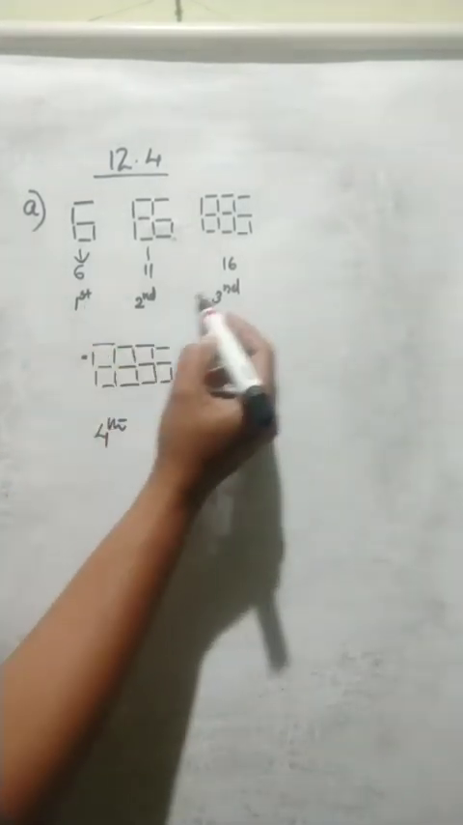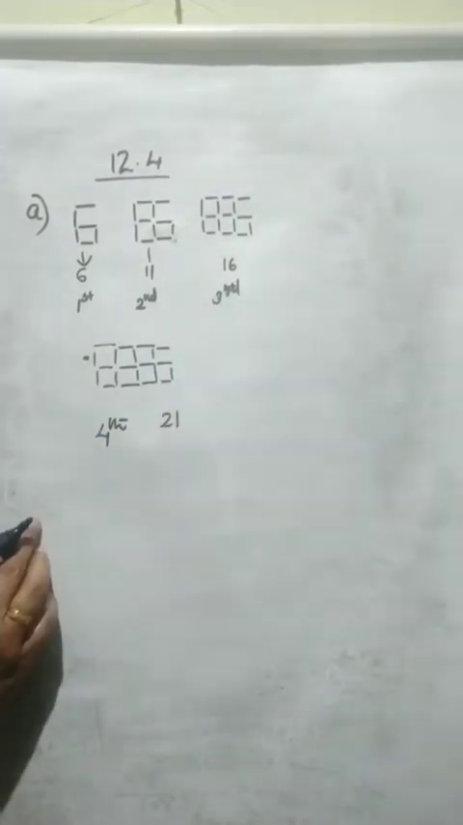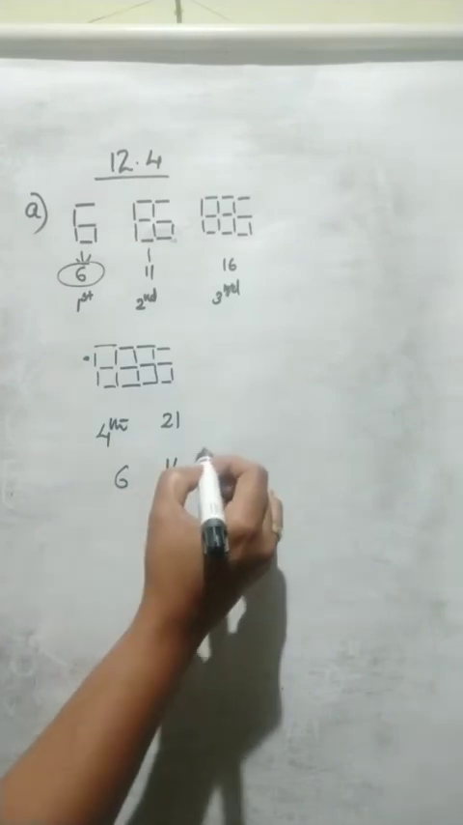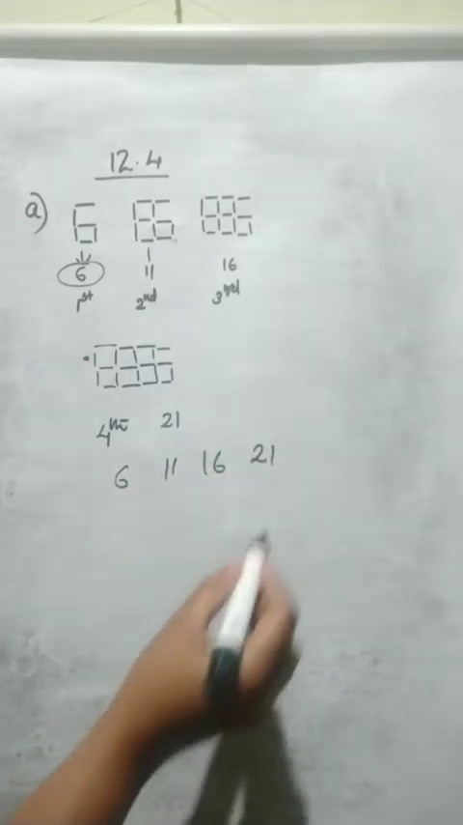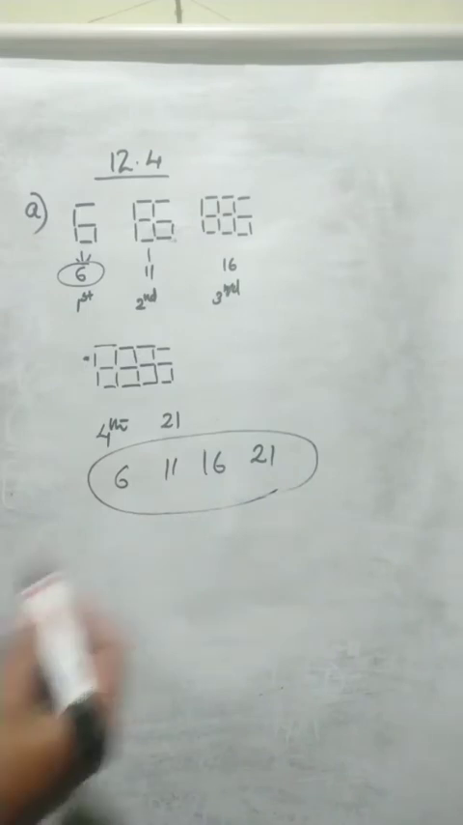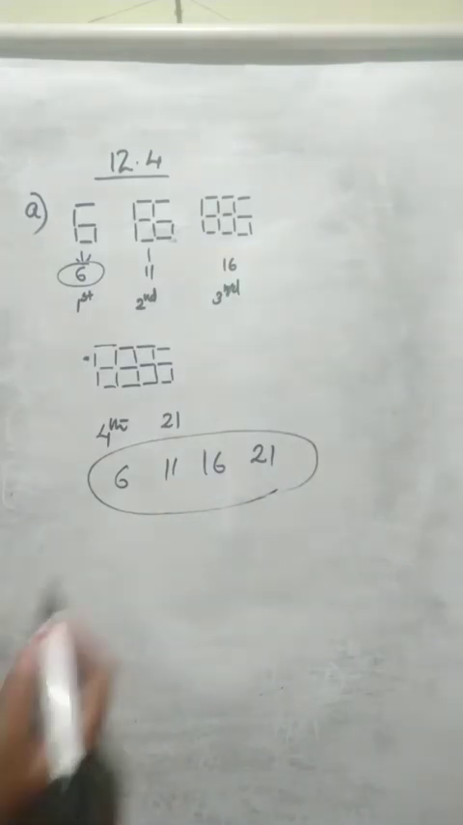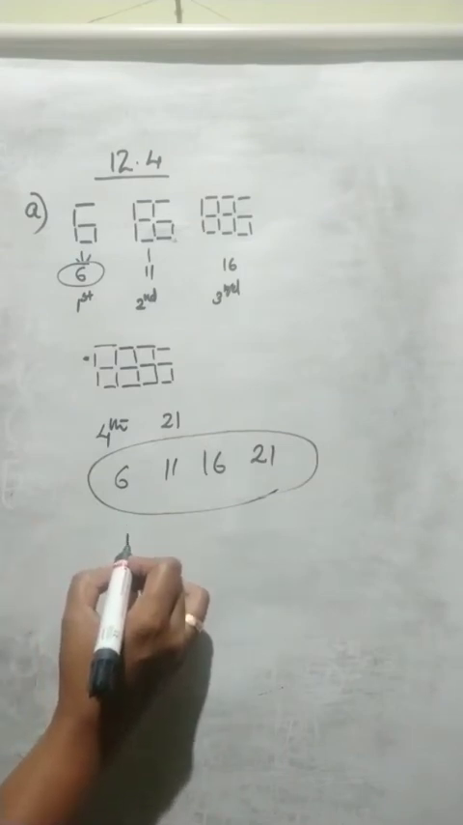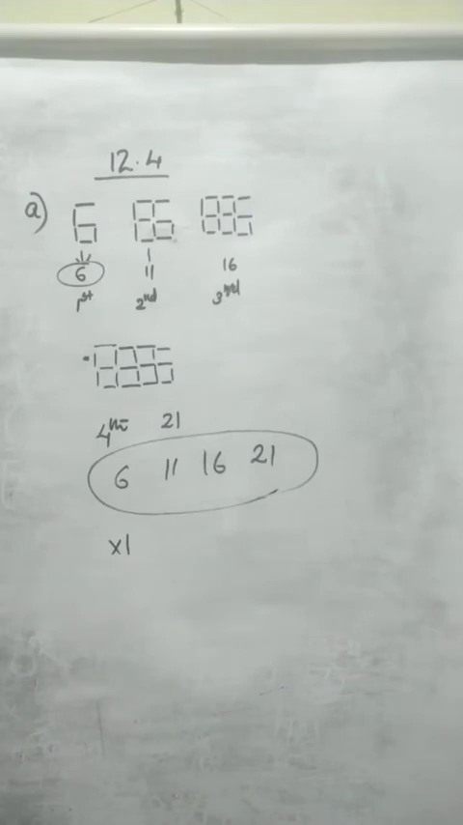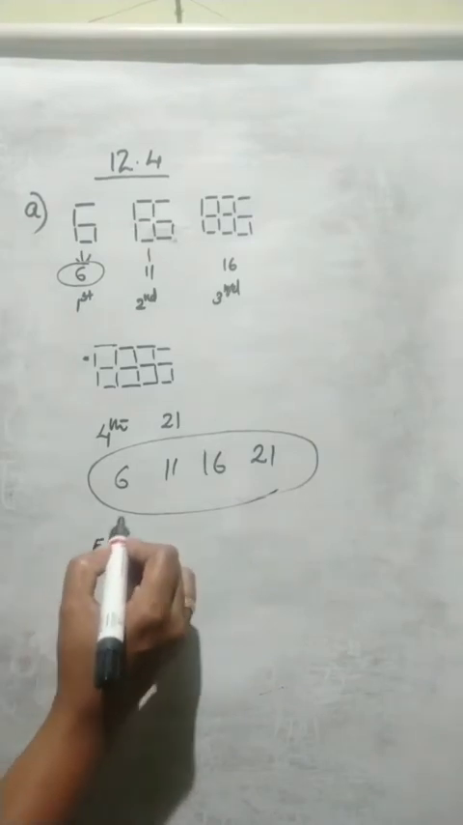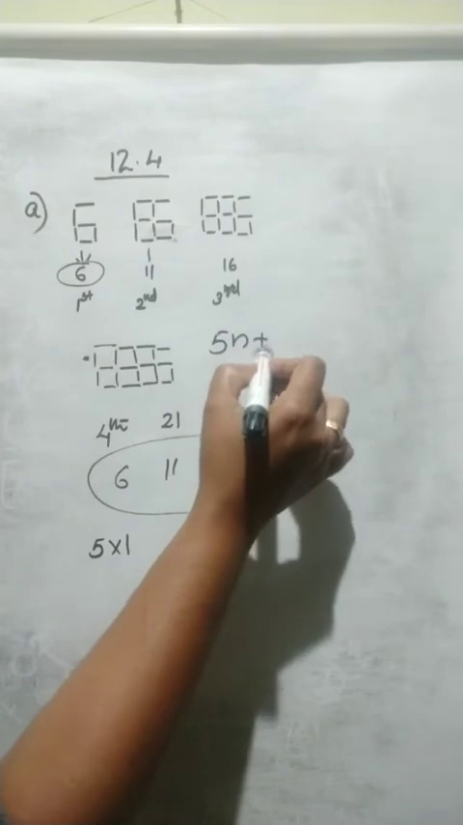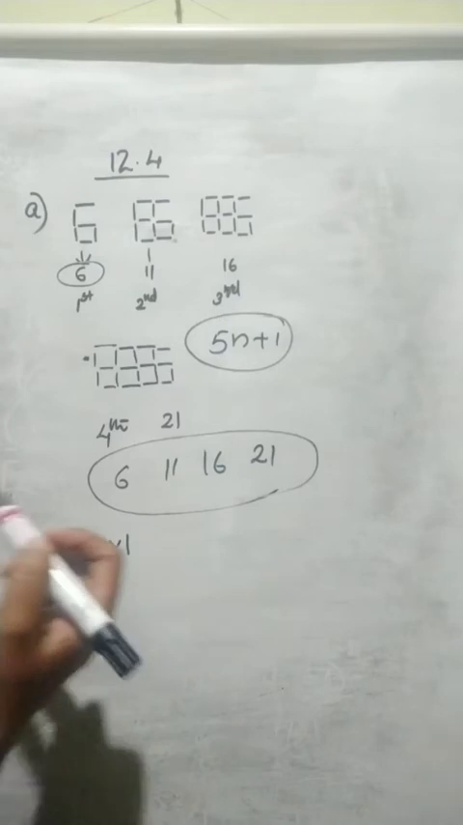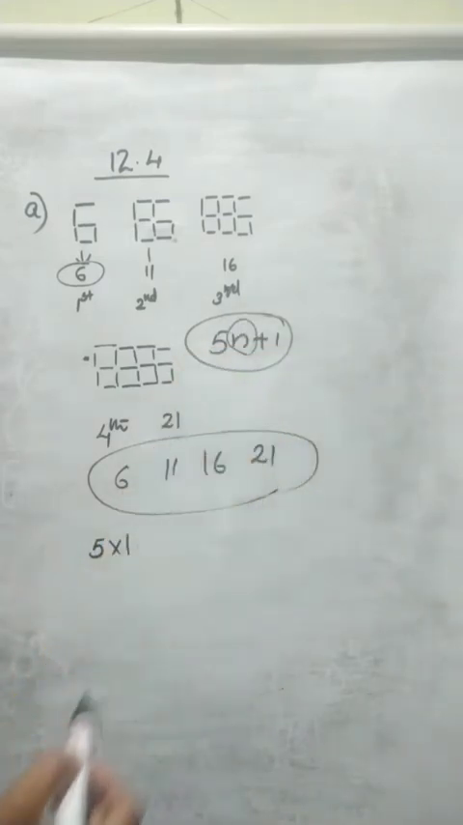So, first, second, third and fourth terms. Here, the numbers are 6, 11, 16 and 21. This is the number series. This is the number pattern. So, 6 is the first term. Then, the equation is given there. 5n plus 1 is the form. 5n plus 1 is the algebraic equation for this first pattern. So, n is the number of terms.